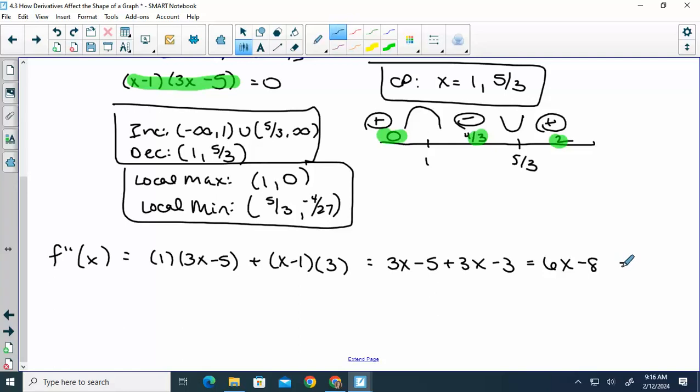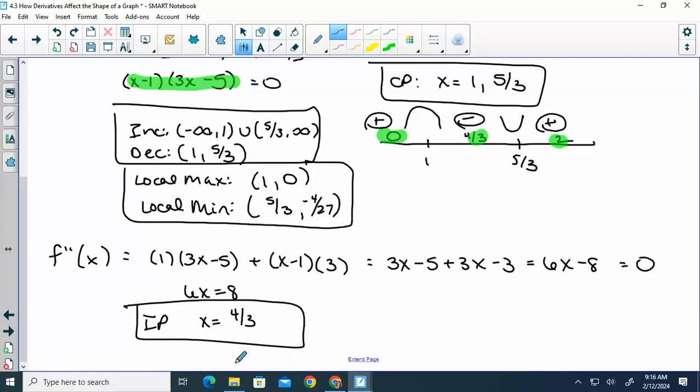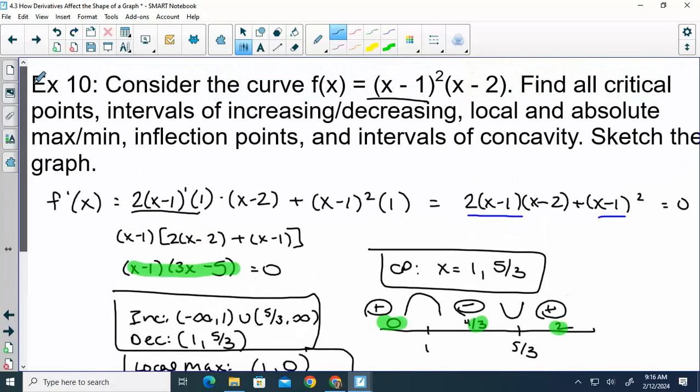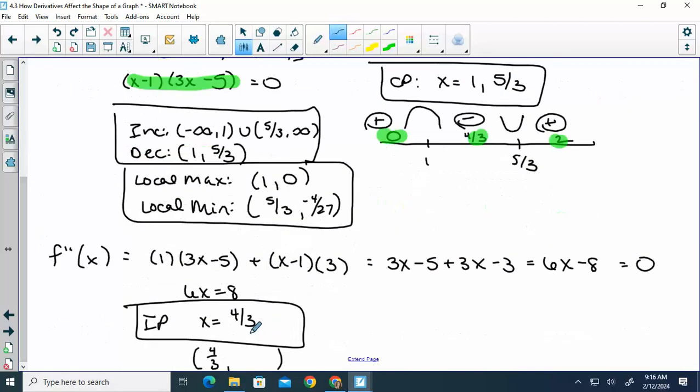Inflection point, this is never undefined, so if we set it equal to 0, we get 4/3. So that is the inflection point. When we go to graph it, we will have to have an ordered pair. So if you want, we could go ahead and plug 4/3 back into the original. Negative 2/27, I think.